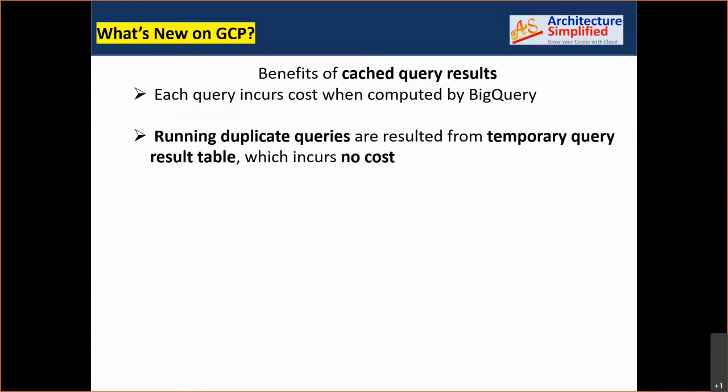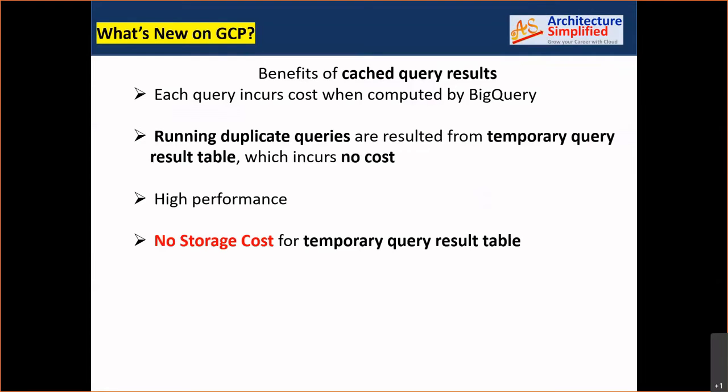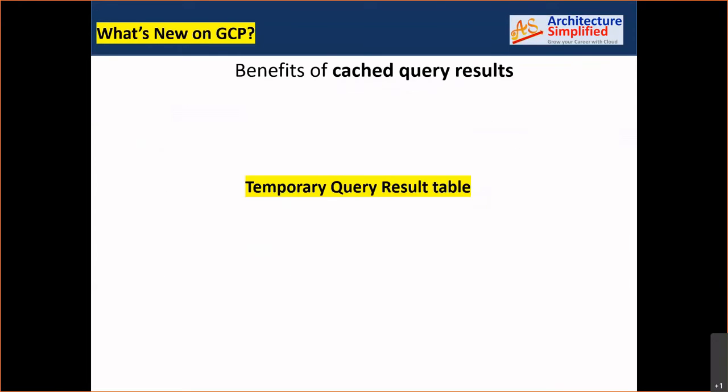If your duplicate queries are resulted from the cached data, then no charge is added. Another benefit is that queries that use cached results are significantly faster because BigQuery does not need to compute the result set. For the temporary table which is automatically created, there is no additional cost for its storage. But if you specify a destination table to store your query result, then you are charged for table storage. So, there are cost and performance benefits for using cached query results.